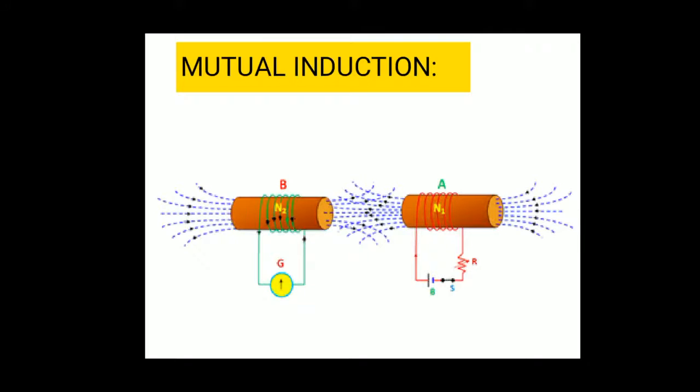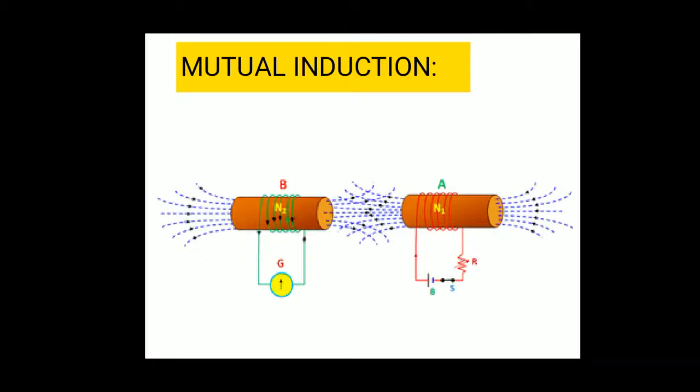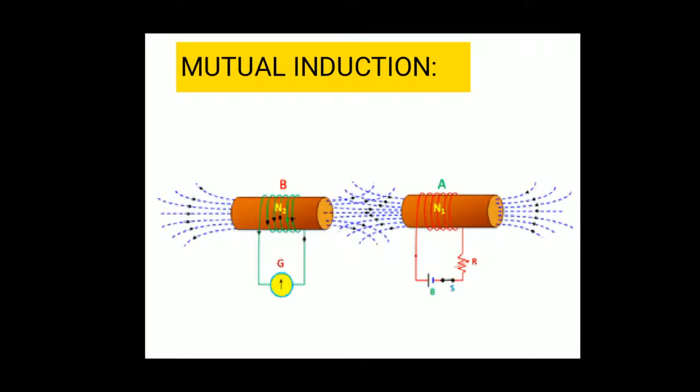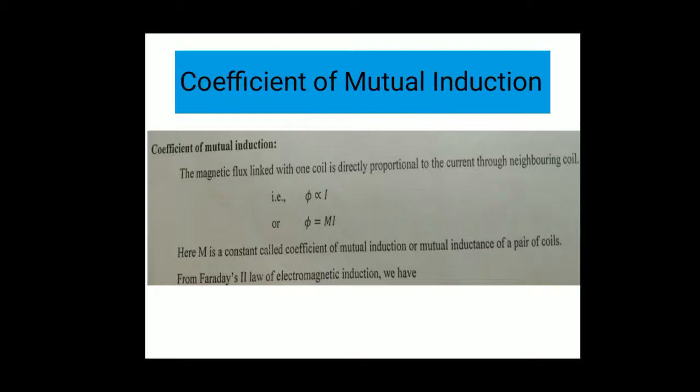Whenever the current is changed in the primary coil, that is in coil A, an EMF is induced in the secondary coil. This is called mutual induction. That means the phenomenon of induction of EMF in one coil due to change of current in the neighboring coil. You have to remember this definition. The phenomenon of induction of EMF in one coil due to change of current in the neighboring coil is called mutual induction. Now, what is the coefficient of mutual induction?